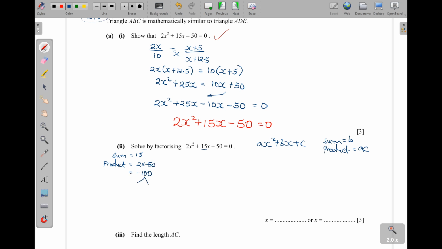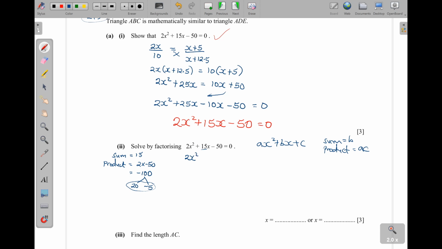Then you look for two numbers. When you multiply them, you get negative 100, but then when you add them, you get 15. Of course, that has to be 20 and the 5, okay? So since the product is negative, that means one of the numbers is negative. So we shall put the negative on the 5, so that when you get 20 plus negative 5, you get the 15. Then these two numbers you have gotten, you put them in the place of the b here, in the place of the 15.